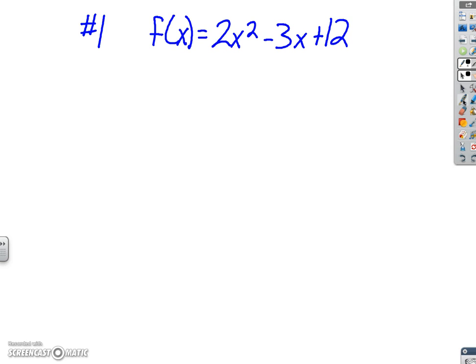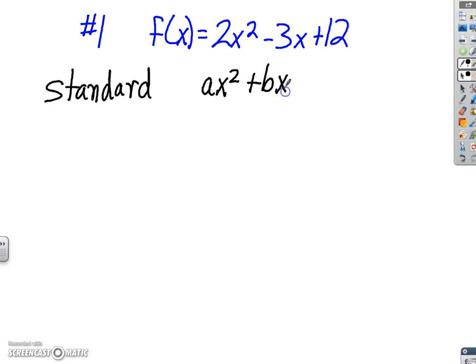It should be in one of these forms, and obviously this one is in standard form right now. If you remember, standard form is ax squared plus bx plus c equals 0, or equals f of x, or equals y. So the question is, what does standard form tell us? We've got to remember that the a tells us whether it is smiling or frowning, looking up or looking down. That 2 is positive, and positive people like to smile a lot. So it's smiling. It opens up.